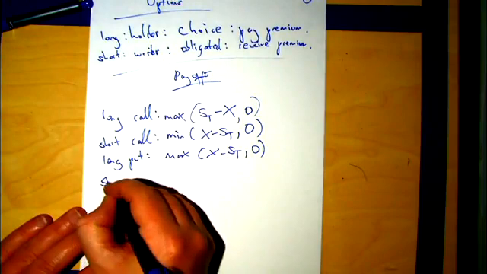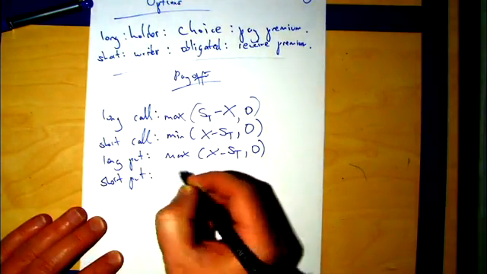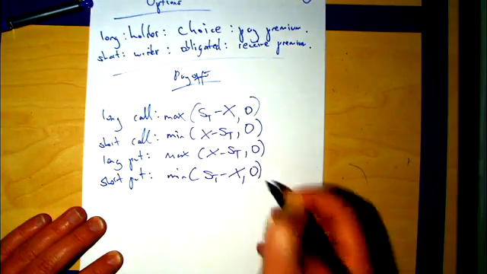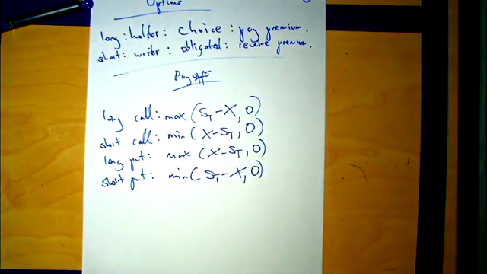And then if you're short in the put, it's the minimum of ST minus X and 0. Any questions?